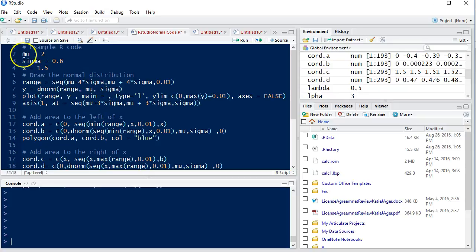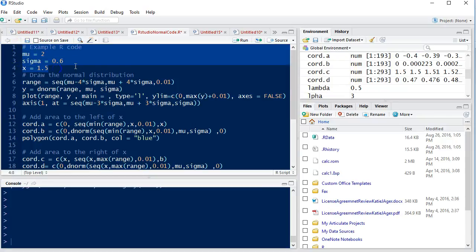In this example, I've set my mean equal to 2, so mu is equal to 2, and our standard deviation is equal to 0.6. I've set up an x value of 1.5, and I'm going to find the area that falls below and above this value in a normal distribution with a mean of 2 and a standard deviation of 0.6. First, I want to draw the normal distribution.